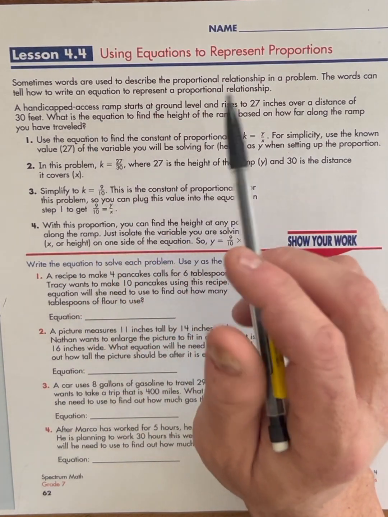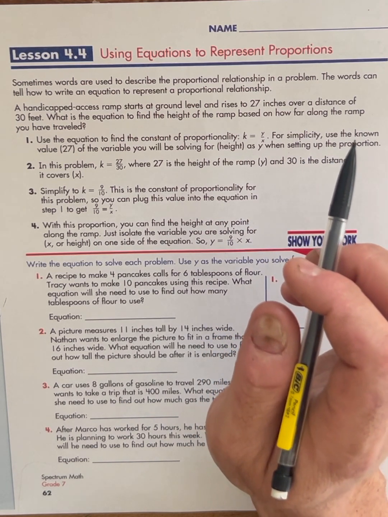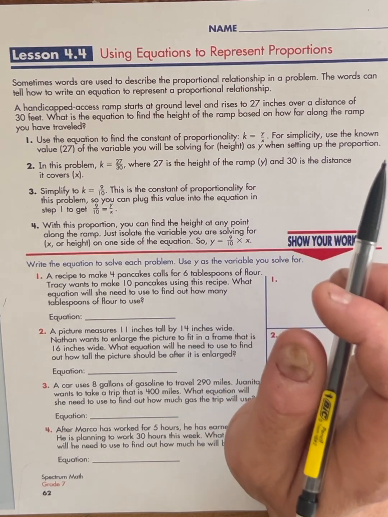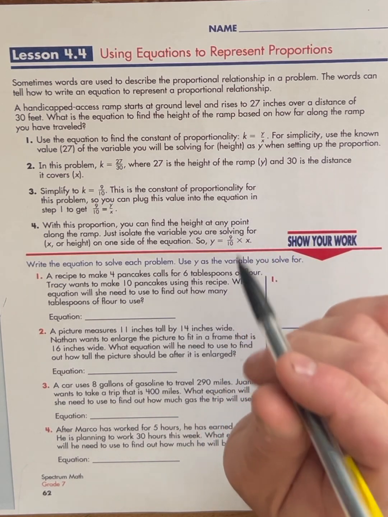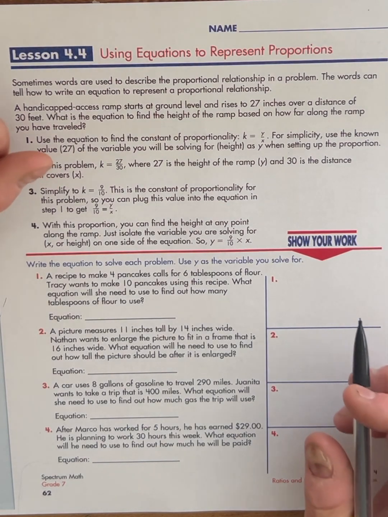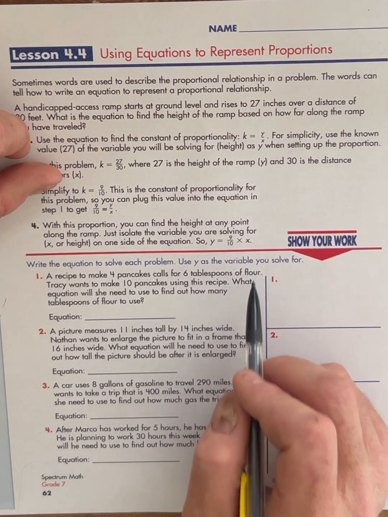Sometimes words are used to describe the proportional relationship in a problem. The words can tell how to write an equation to represent a proportional relationship. Okay, we'll do the front page, and we'll set up the equations, and then you can solve them if you want to actually check your answer.